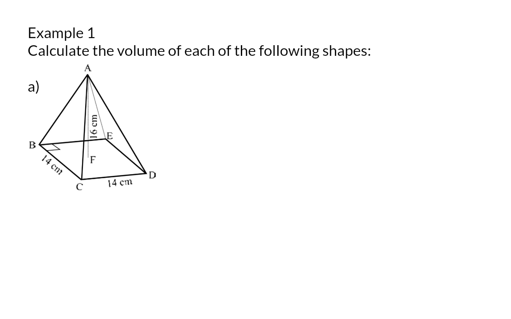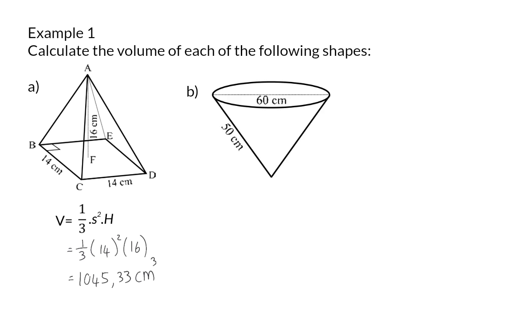Example 1. Calculate the volume of each of the following shapes. Our first shape is a square pyramid. We are given all the dimensions, so we can immediately substitute. So this will be a third multiplied by this side, which is given as 14 squared, multiplied by the height of 16. So the volume of this pyramid is 1045,33 centimeters cubed.